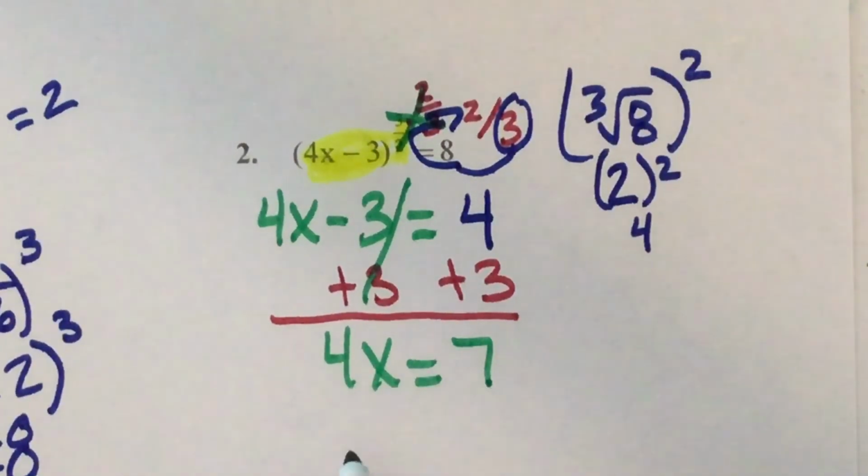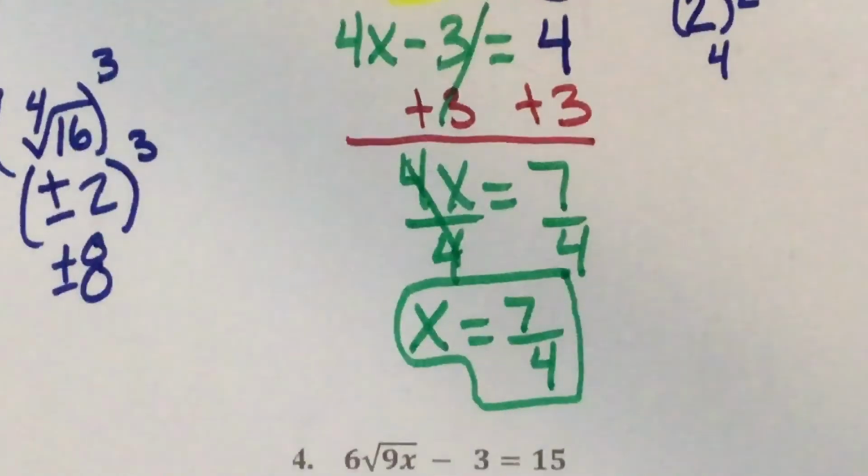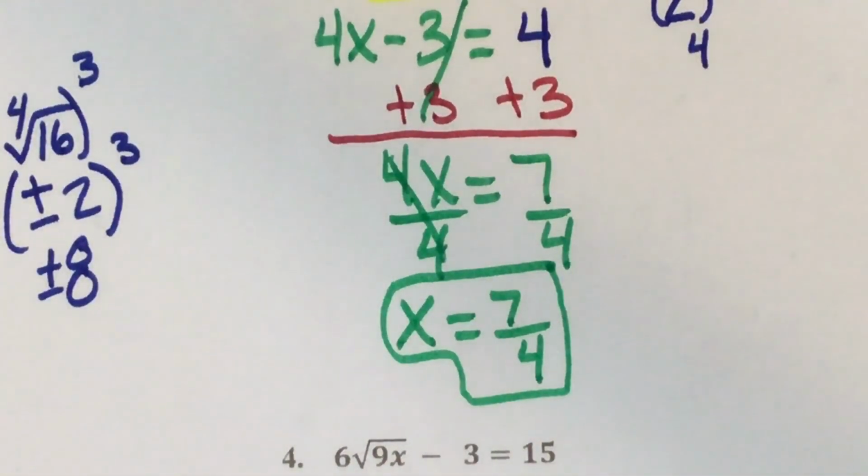And then how do you get rid of that 4? You divide. Now, 7 does not divide nicely by 4. It does not reduce. So we just leave it. X equals 7/4. And that's our answer.